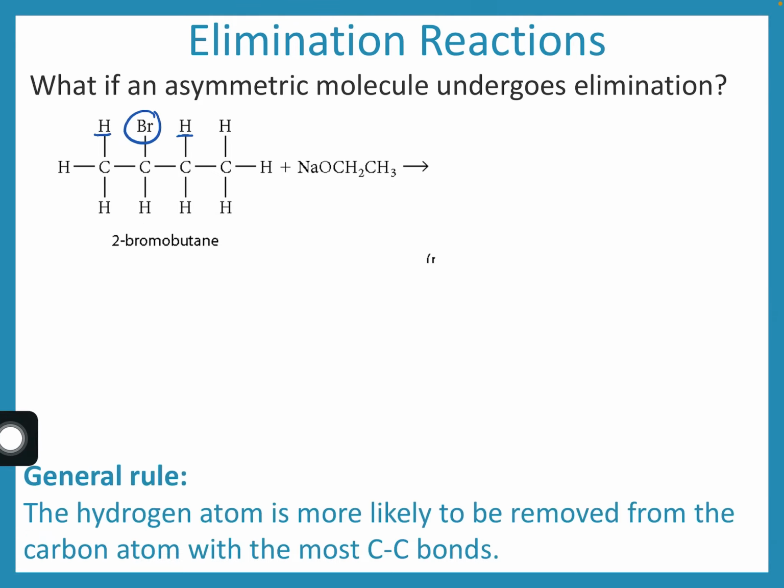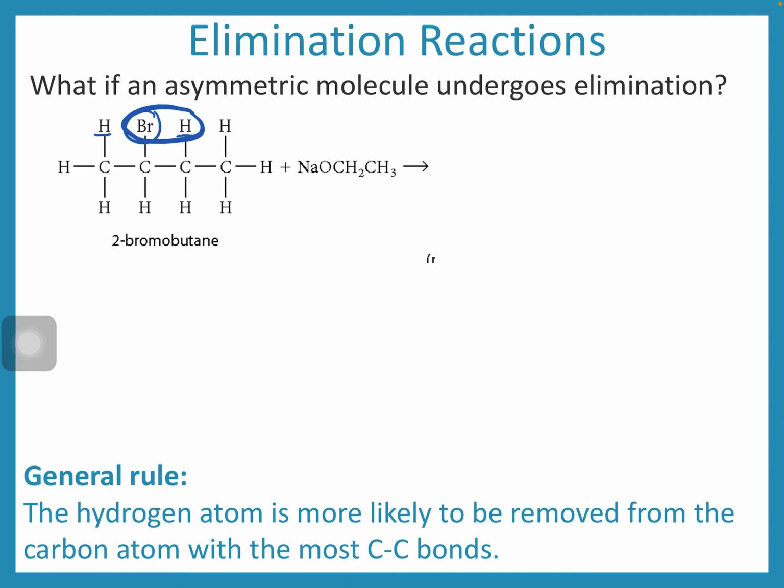So the general rule here is that the hydrogen is more likely to get removed from a carbon that has the most carbon-carbon bonds. So this hydrogen is attached to a carbon that is only attached to one carbon. This hydrogen is attached to a carbon that is attached to two carbons. So this is the hydrogen most likely to be removed. So this is kind of the reverse of Markovnikov's rule. So where is the hydrogen going to come from?